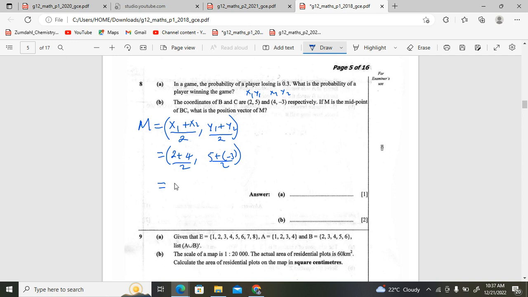So 2 plus 4 is a 6, and 6 divided by 2 is a 3. 5 plus -3 is the same as 5 minus 3, that is a 2. And then 2 divided by 2, that's a 1. So this is the midpoint M, but we want to write it as a position vector. So position vector starts from the origin, from the point O, and then goes to the point M. So if you're talking about the position vector of A, it will just be OA. B, OB. So in this case, M is OM. We put an arrow on top. When you're writing vectors, you're going to write them in a column matrix. So the X coordinate will be on top, the Y coordinate will be down. So that is going to be it.